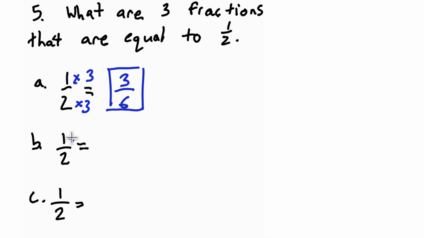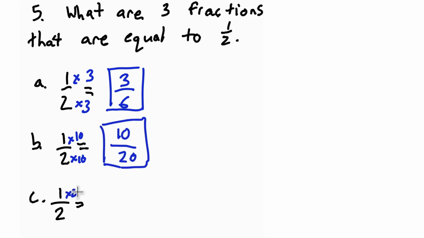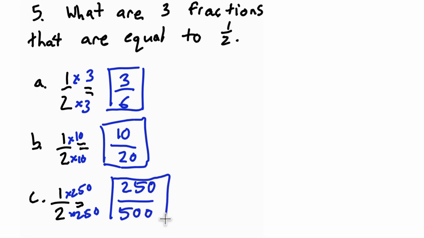I can multiply both sides by 10, top and bottom. 1 times 10 is 10, 2 times 10 is 20. I can even multiply both sides by 250, and I get 1 times 250 is 250, 2 times 250 is 500. 3 over 6, 10 over 20, 250 over 500. These are all fractions that are equal to 1/2.